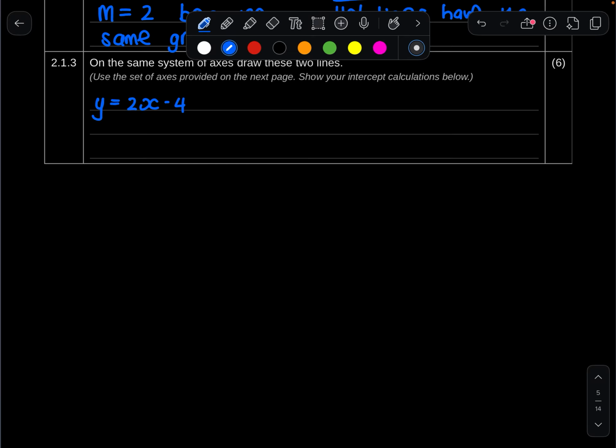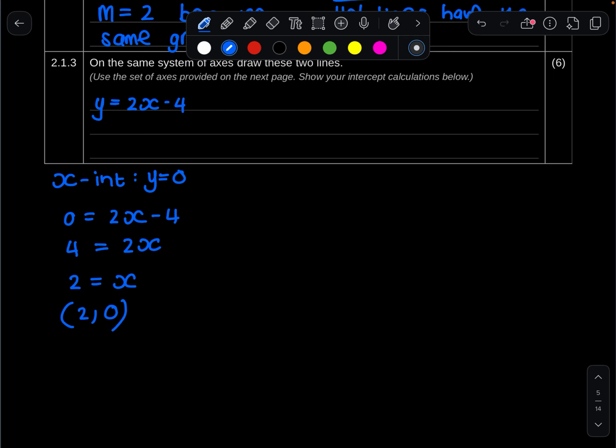So let's work out the x-intercept because they want to see that very clearly. The x-intercept is when y is equal to 0. So that is going to be 0 is equal to 2x minus 4. We're going to take the minus 4 across. It's going to become positive 4 is equal to 2x. And then I'm going to divide by that 2. So 4 divided by 2 is 2. So x is 2. So that means our x-intercept is going to be at (2, 0).